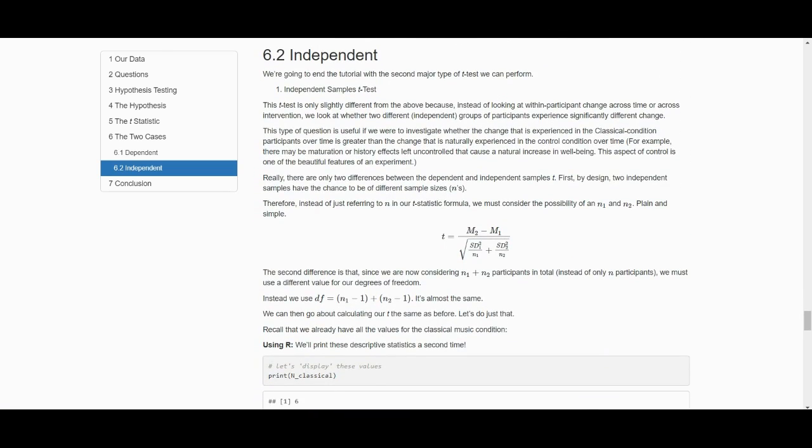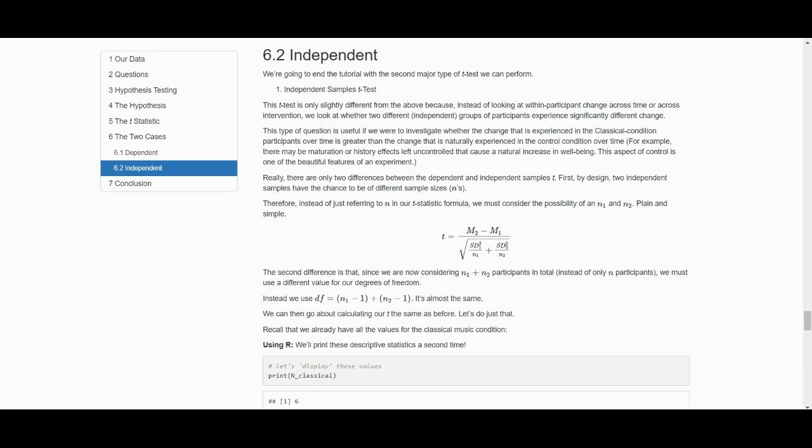Well, I mentioned that there are 2 main types of t-tests that we'll concern ourselves with, and we just looked at the first one, which is the dependent one. We're now going to end the tutorial by looking at the second major type of t-test we can perform. This is called an independent samples t-test. This t-test is only slightly different from the above one, because instead of looking at within participant change across time or across intervention, we look at whether 2 different or independent groups of participants experience significant differences.